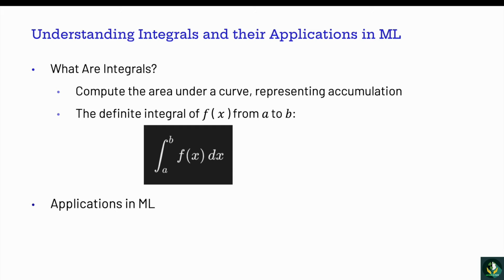We have probability distribution. Integrals are used to compute the probability under a probability density function, which is PDF. Also, cost functions. Regularization terms in cost functions often involve integrals. Example, integrating over weights in Bayesian models. Let's look at some examples with Python of how to use it.